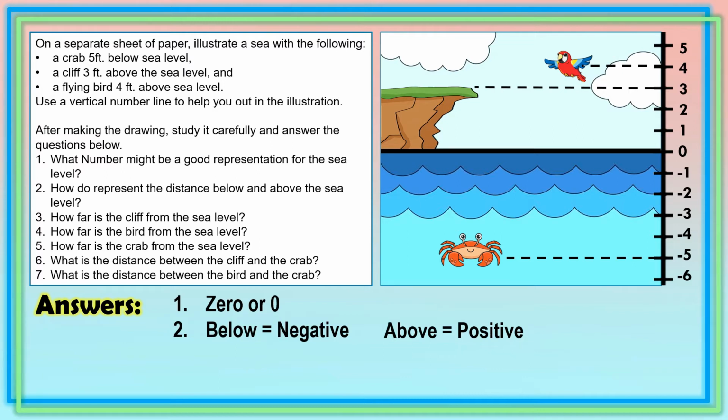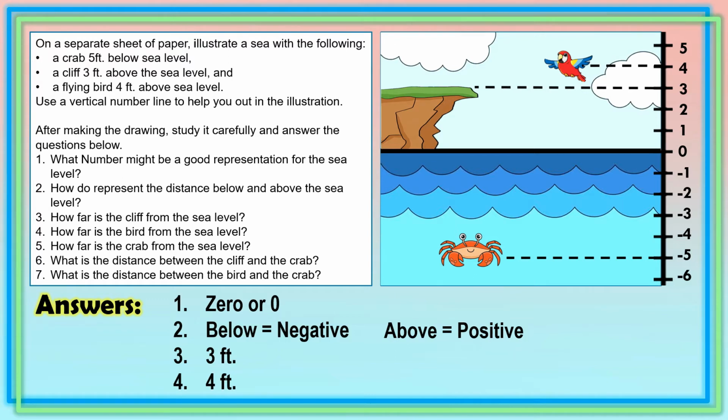Next, number 3. How far is the cliff from the sea level? Gaano ba kalayo ang cliff o ang bangin sa sea level? So, ang sagot dito ay ano yung katapat ng guhit ng ating bangin? The answer is 3 feet.